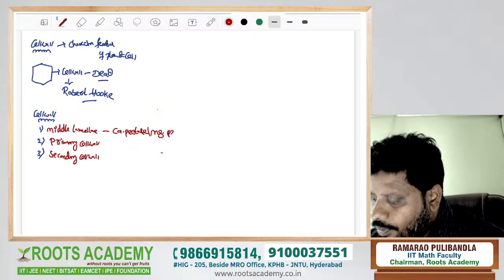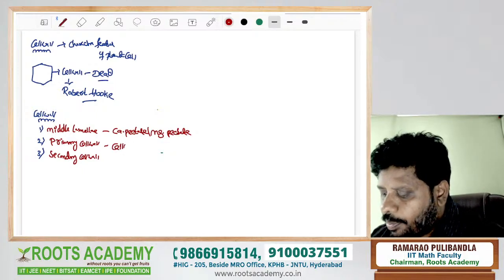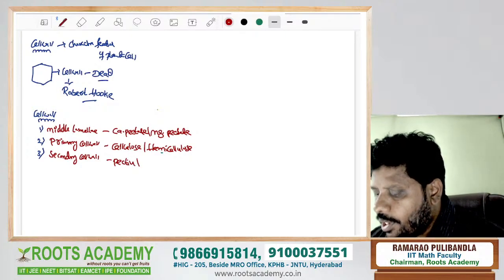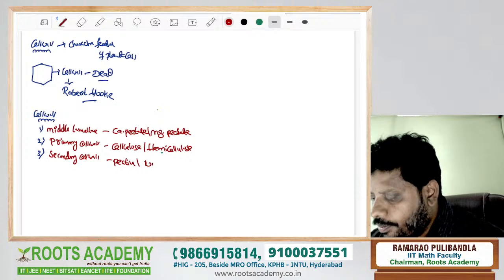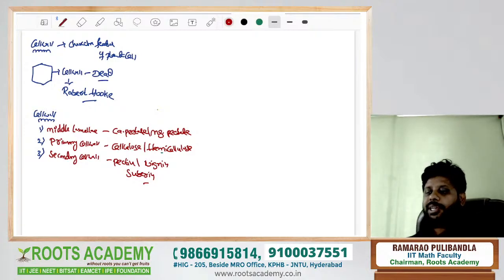It is made up of calcium pectate and magnesium pectate, and the primary cell wall is present with cellulose and hemicellulose. The secondary cell wall is made up of lignin, pectin, and suberin. So, the middle lamella is made up of calcium pectate and magnesium pectate. The primary cell wall is made up of cellulose and hemicellulose. The secondary cell wall is made up of pectin, lignin and suberin.